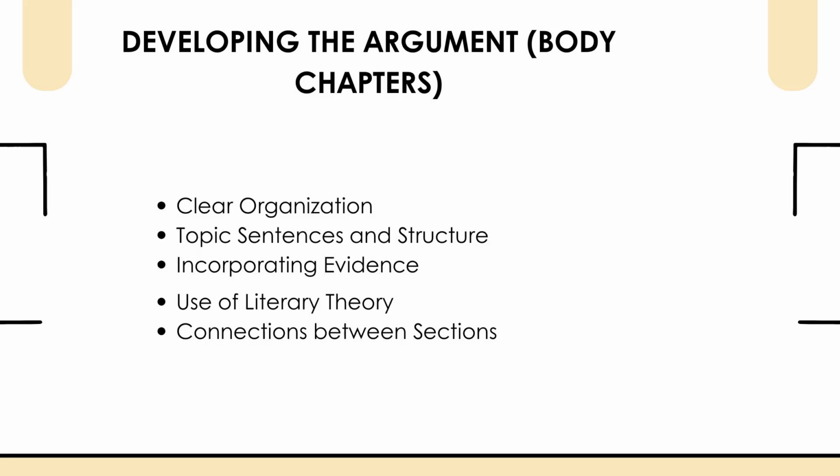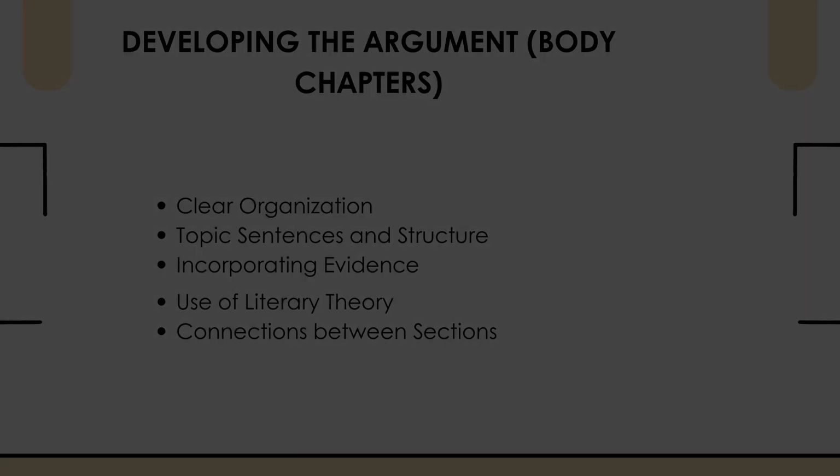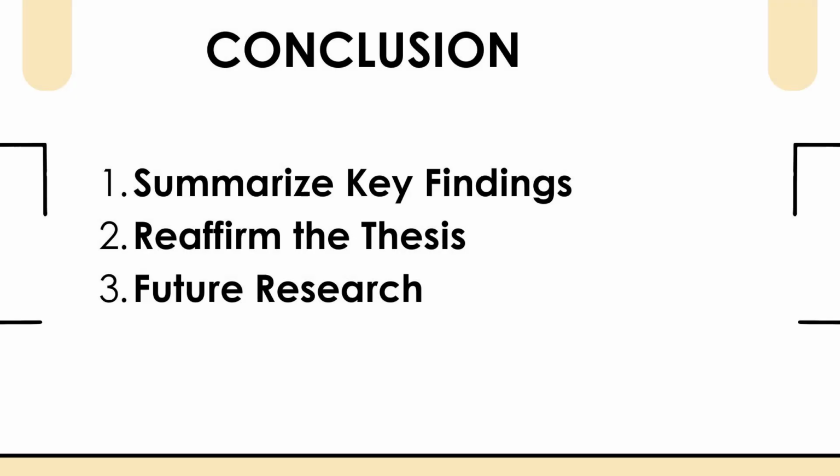Connections between sections: each section or chapter should connect back to the thesis. Make sure transitions between ideas are smooth so the reader can follow your argument logically from one point to the next. Number 7, conclusion. Summarize key findings.